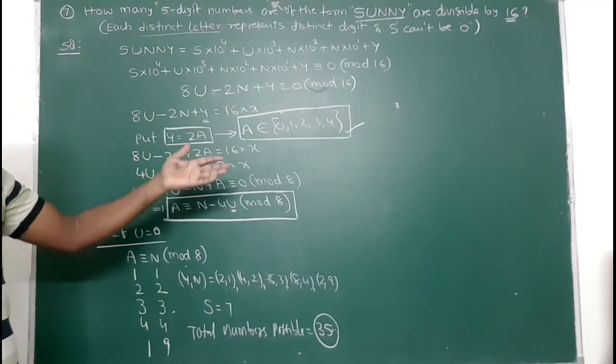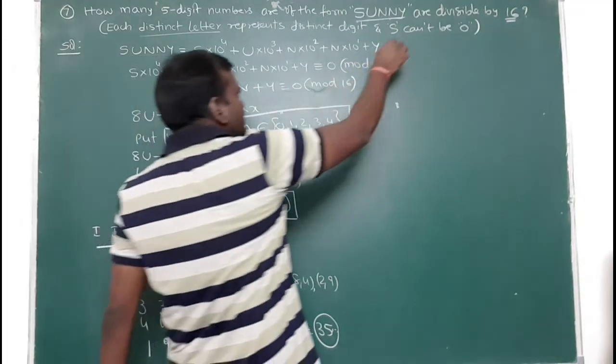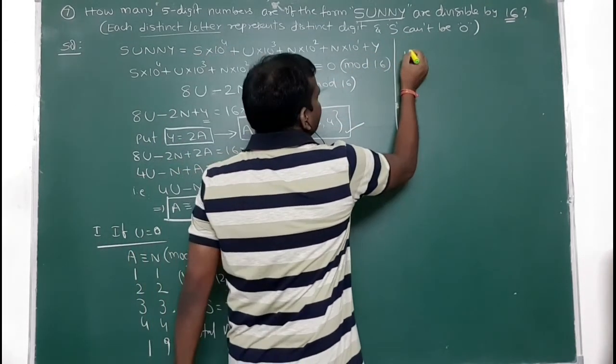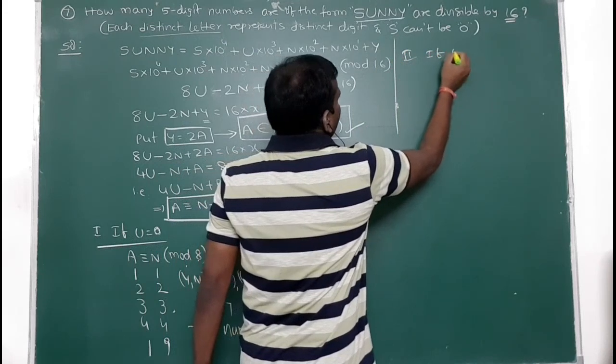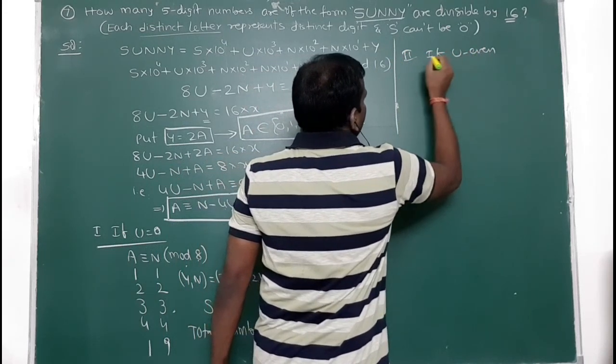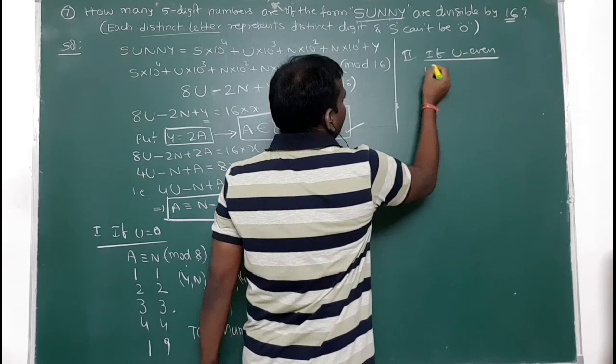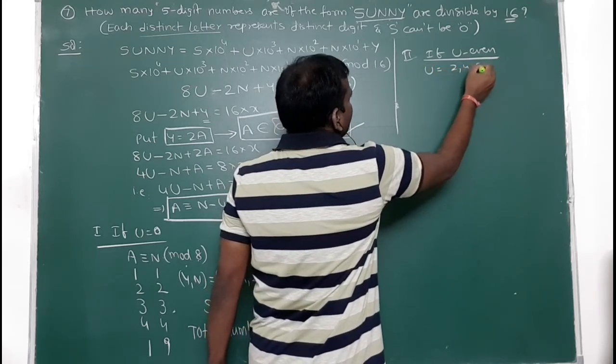If u is even, then I am taking the second case. U is equal to even. If u is even, already 0 is used here, so that's why I am taking only 2, 4, 6, 8.